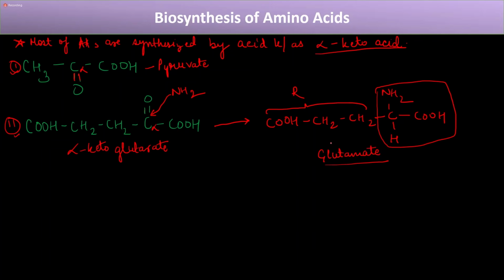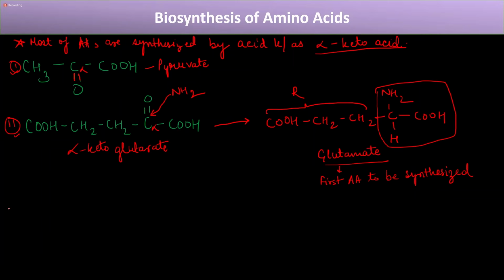Not only glutamate, most of the amino acids are synthesized from different types of alpha keto acids. One more important thing: glutamate is the first amino acid to be synthesized in a cell, and after this, by substitution reactions and various other reactions, other amino acids are synthesized.